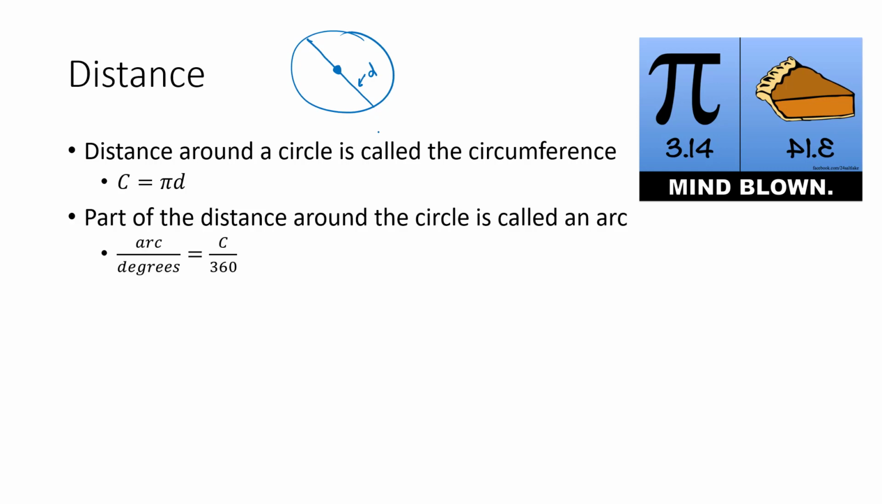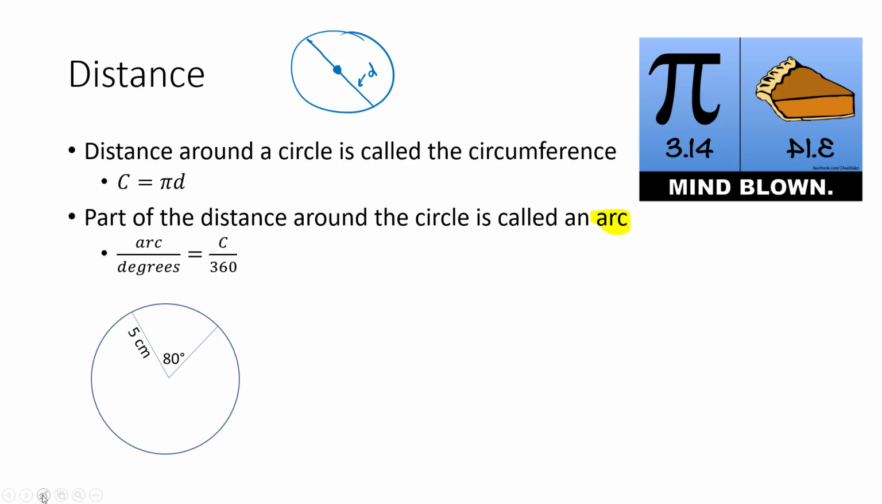All right, so another thing we can do, though, is not just find the circumference or distance around the circle, but we might only be interested in part of the way around. Part of the way around a circle, we call this an arc. An arc is found using a proportion. We take the arc measurement over the degrees is equal to the circumference measurement over 360. So first we find the circumference, and then we set up this proportion in order to solve for the arc. Degrees on the bottom, measurements on the top.